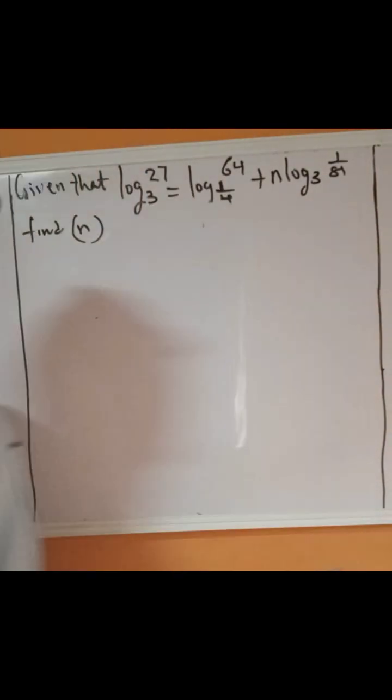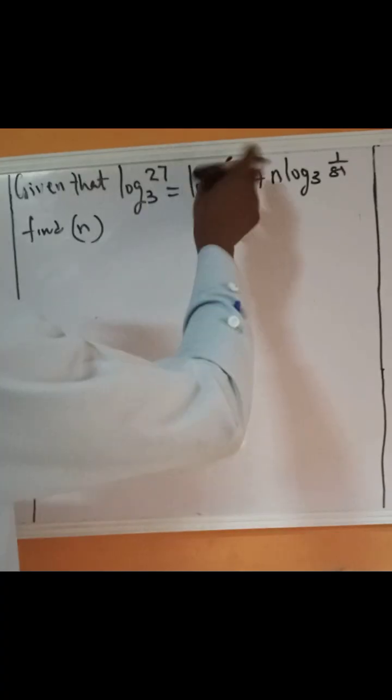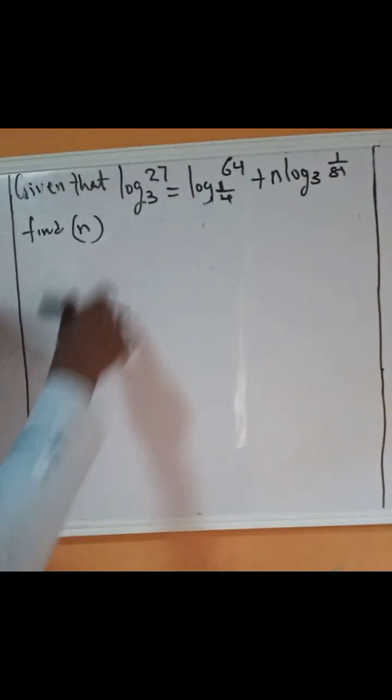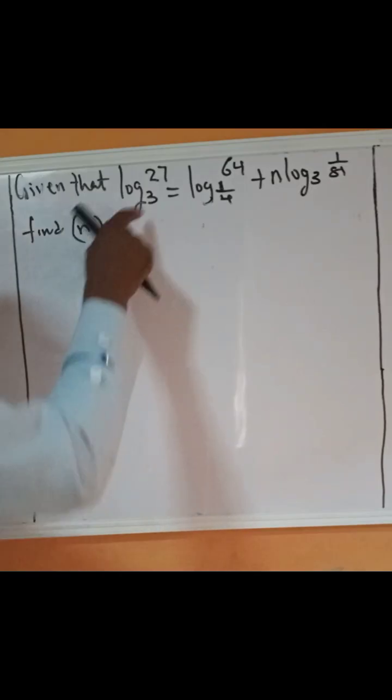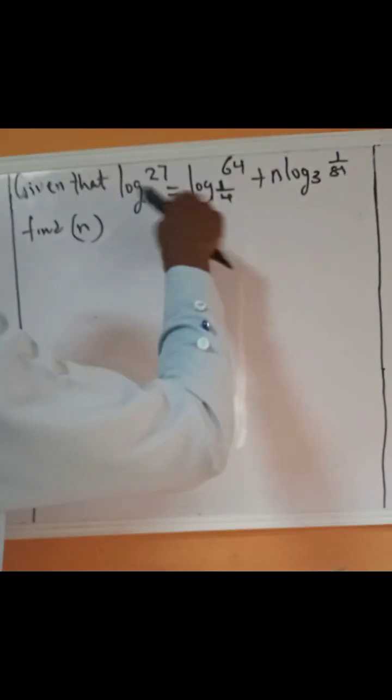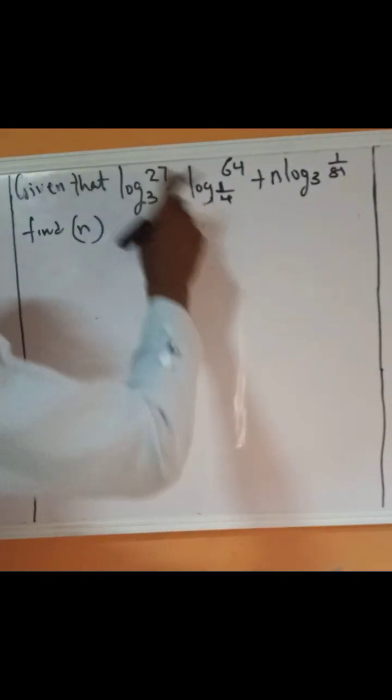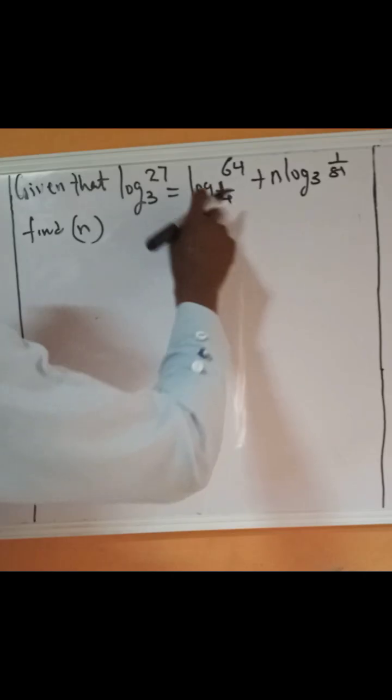Today we are looking at the question on the board. And how do we solve a question like this? We have log 27 base 3, log 64 base 1 over 4, and log 1 over 81 base 3. So when we want to solve this question, let's use different laws of log here.